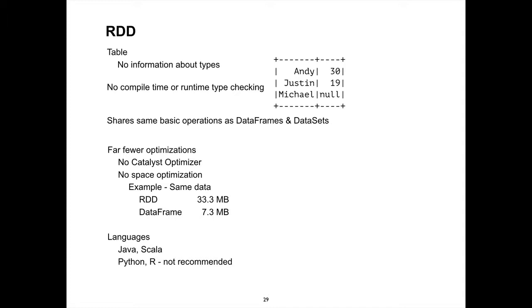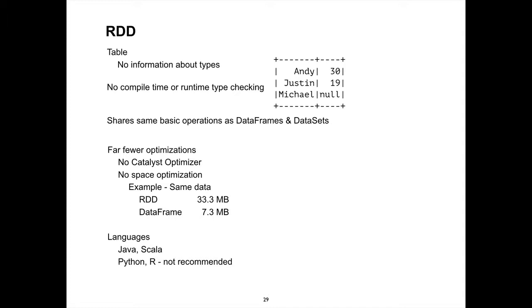An RDD is a table of arbitrary data. So we don't have a schema associated with it. There's no schema, which means there's no labels for the columns. We don't know what the data types are going to be, right? So the compiler can't check our type, and the runtime can't check the type, right? It just assumes it's like Python. You just do it, right? And if you pass in the wrong type, well, too bad, you get a runtime error, right?